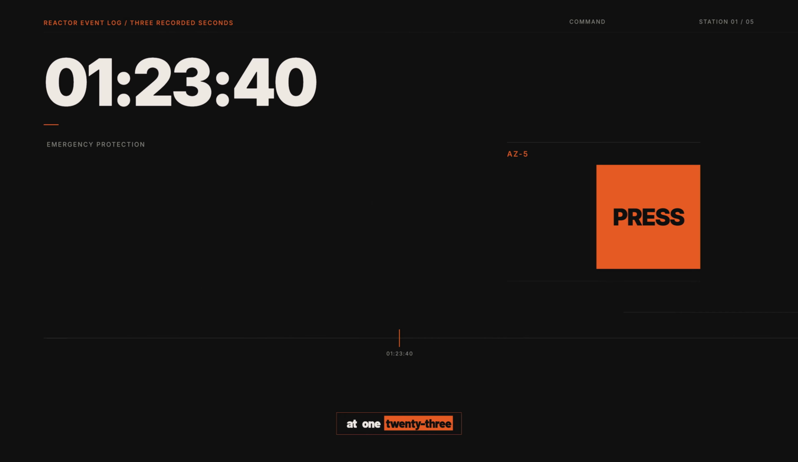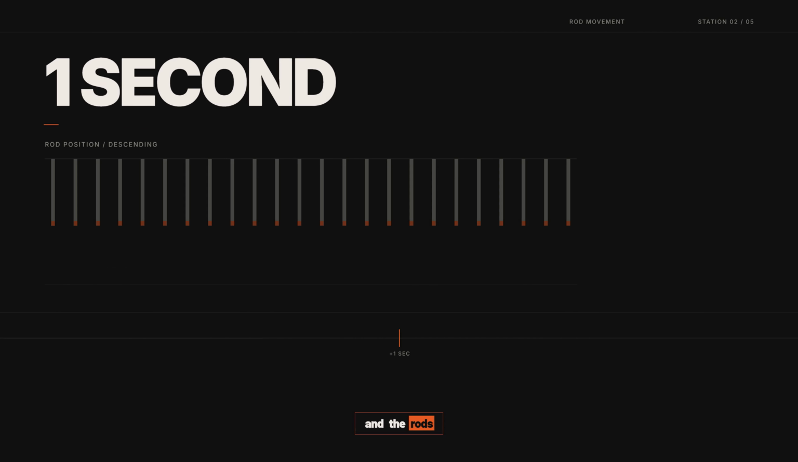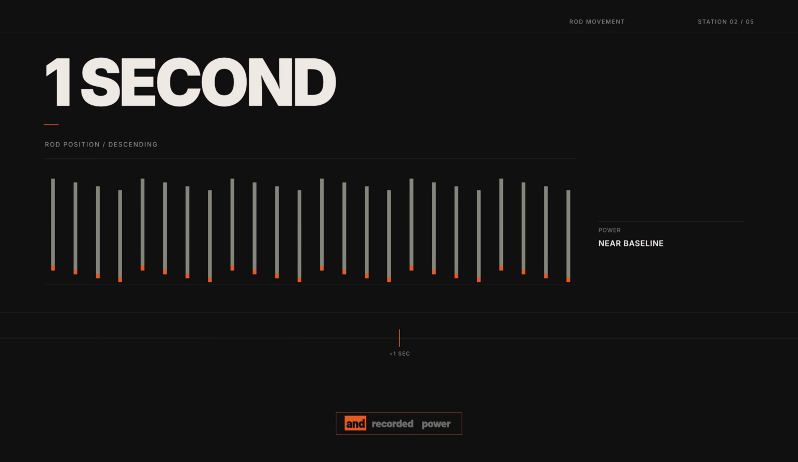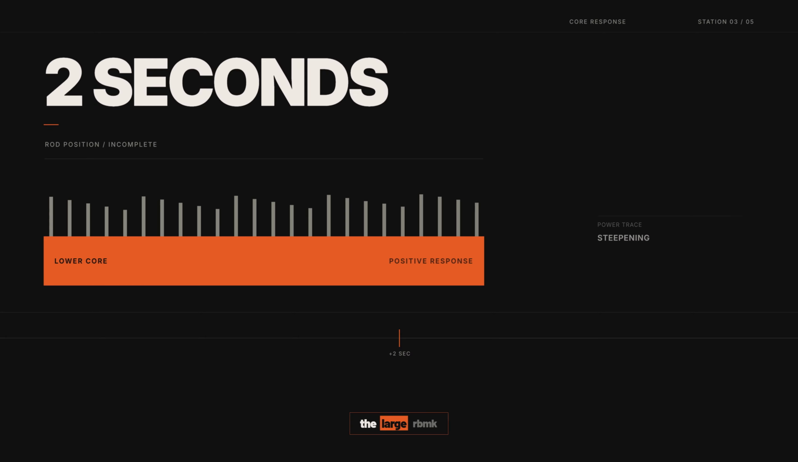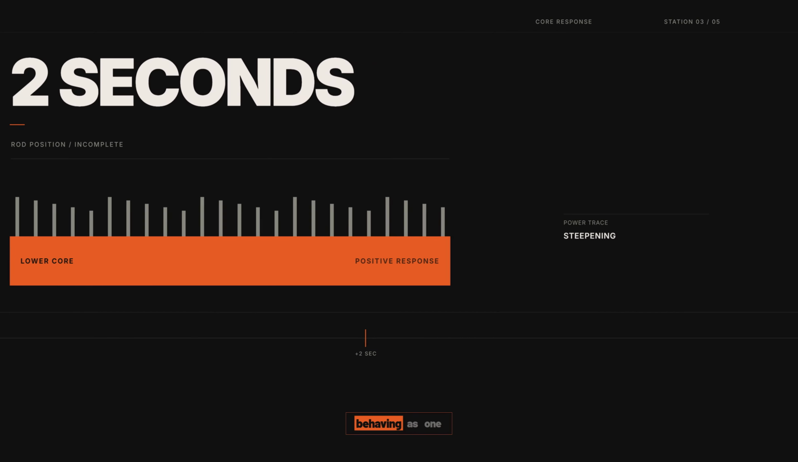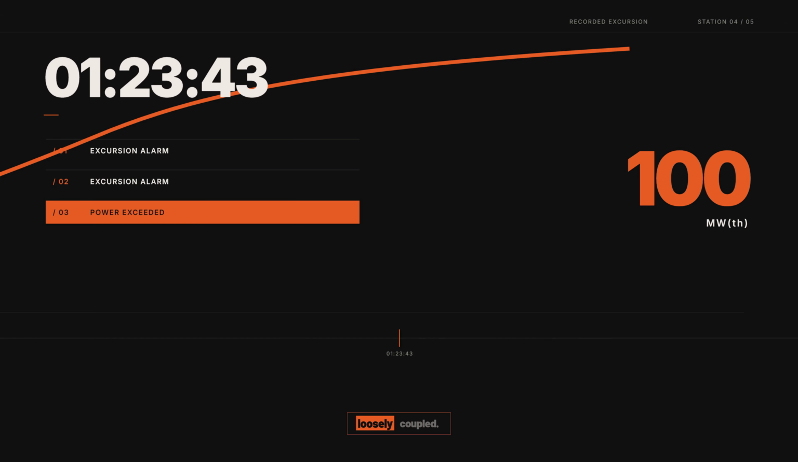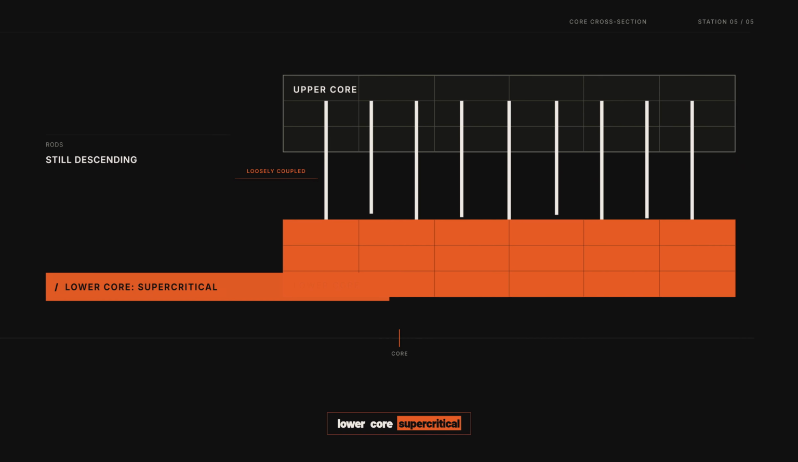At 1:23:40, the emergency protection command was pressed, and the rod started moving. 3 seconds later, excursion alarms appeared and recorded power exceeded 530 megawatts thermal. The large RBMK core was not behaving as one uniform machine. Its upper and lower regions were loosely coupled. The positive scram could push the lower core supercritical, while the rods were still descending.